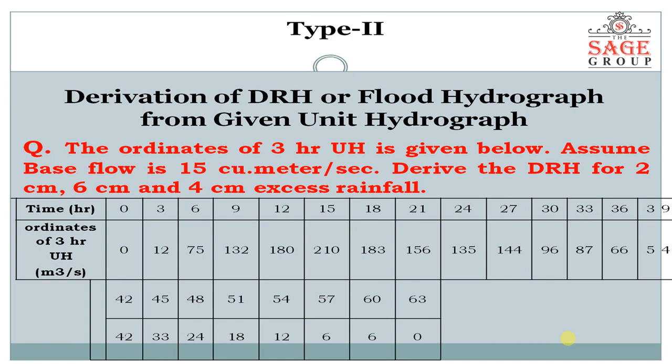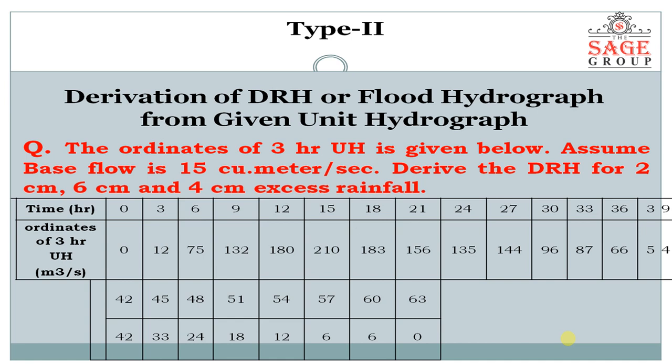Correct. So in this question we can see that the unit hydrograph is a 3-hour unit hydrograph. The question says that base flow is 15 meter cube per second and we have to derive the direct runoff hydrograph for 2 centimeter depth, 6 centimeter depth and 4 centimeter depth of excess rainfall. So here is the table which is provided.